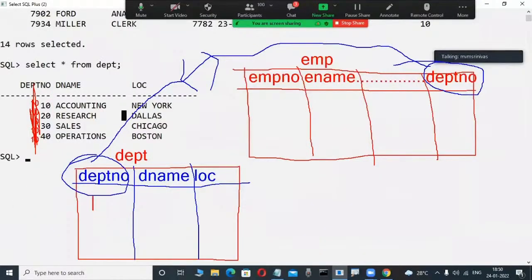Maybe DEPT table department number only 1 time only 10 is there. Only 1 time only 20 is there. Only 1 time only 30 is there. Only 1 time only 40 is there. That's why only 1 time only the data is there. 10 1 time only, 20 is there, means 10 10 10 is not there. 20 20 20 not there, means 10 10 10 20 20 is duplicate data.